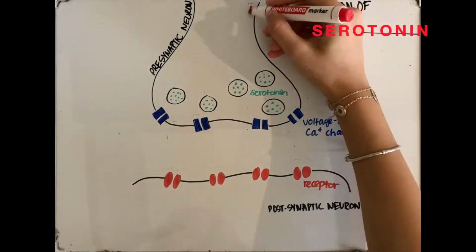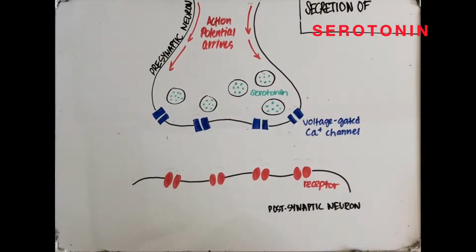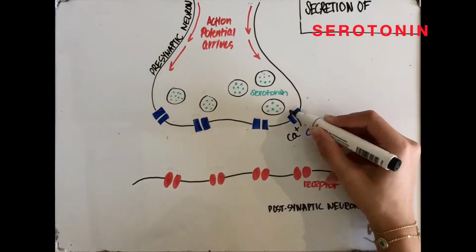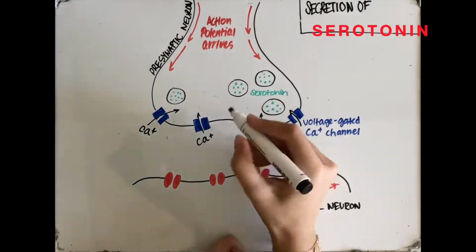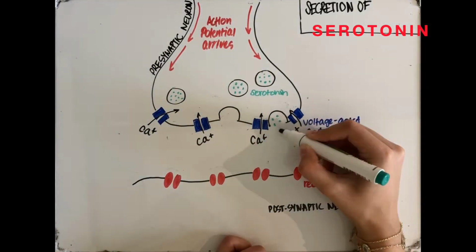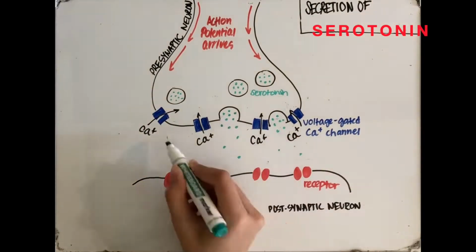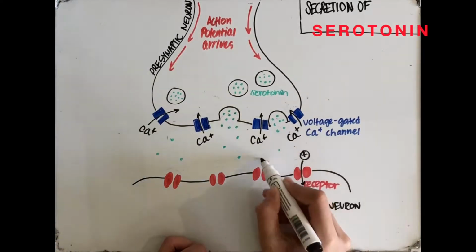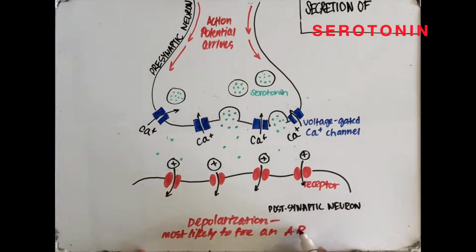So now let's talk about the secretion of serotonin. Firstly, an action potential arrives, reaches the axon terminal, and depolarizes the membrane. This causes the voltage-gated calcium channels to open and lets calcium flow in. This calcium influx triggers synaptic vesicles to release their neurotransmitters into the synaptic cleft. The neurotransmitter then binds to the receptors on target cells, and this causes positive ions to flow in and cause the depolarization of the postsynaptic neuron.